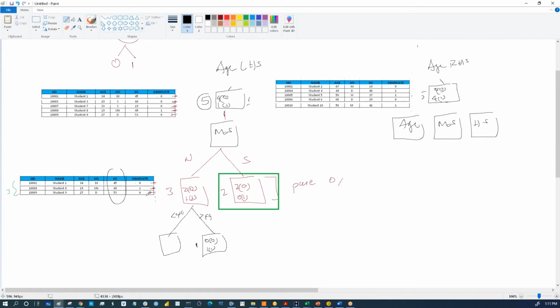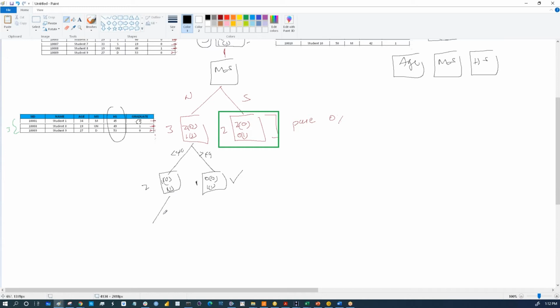And how many records do we have left? 2. How many zeros do we have? One zero, and you got 1 0 and 1 1. So this is pure. No more split. Now we got this is 0 and this is 1 0 and 1 1.